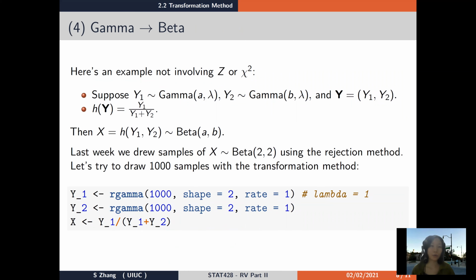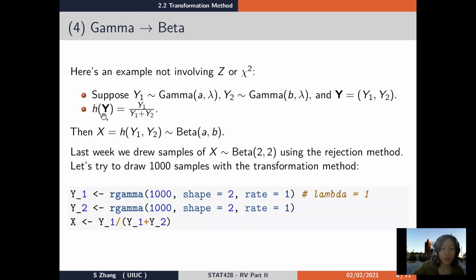Okay, let's see one last example for this part. And this is an example that does not involve the z or the chi-square distributions. So it's a relatively new one. And that's from the gamma distribution to the beta distribution. Let's suppose that y1 follows the gamma distribution with parameters a and lambda, where a is the shape and lambda is the rate. y2 follows the gamma distribution with parameters b and lambda, where b is the shape of y2 and lambda is the rate of y2. And in this case, bold y is again y1 and y2. I forgot a transpose here, but you get the idea.